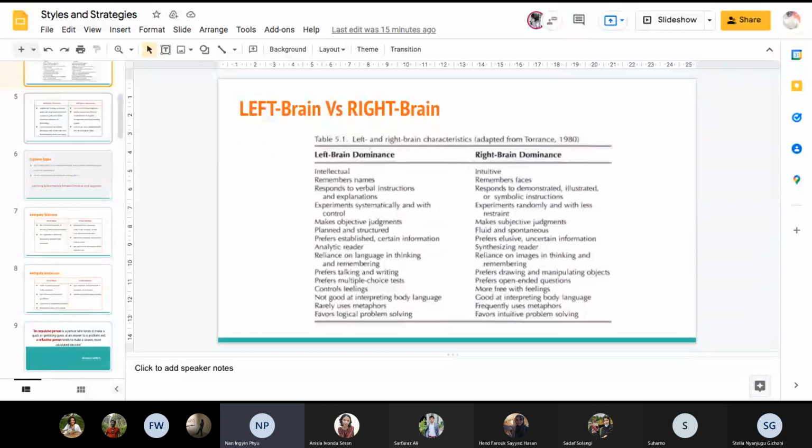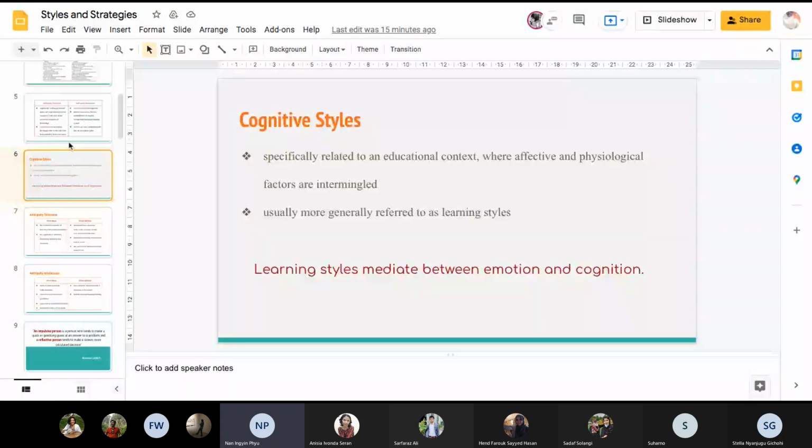The best way to differentiate yourself is based on your feeling. Whenever you have to do something, do you always follow your feeling, or do you try to control yourself and choose what you should do? Do you always do what you want to do, or do you follow what you have to do? Based on that, you can differentiate yourself. For me, I'm a left brain dominant person. Okay, so now let's go to the next slide. Slide number 5, please.